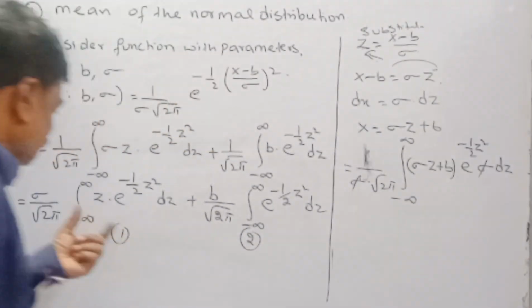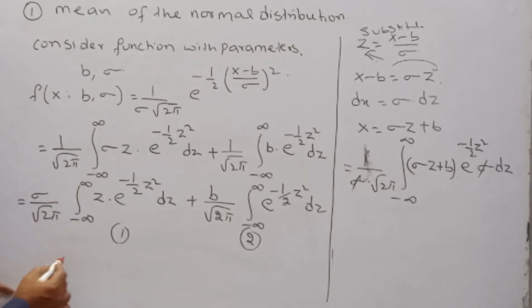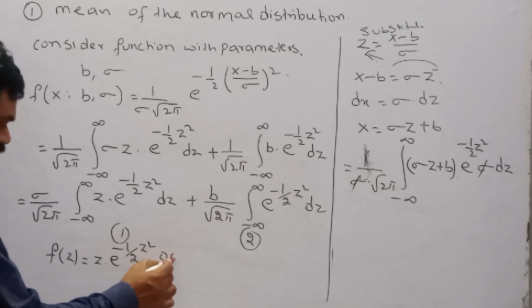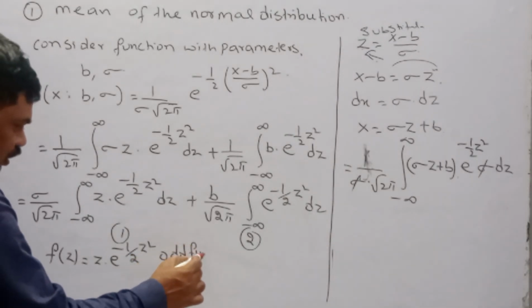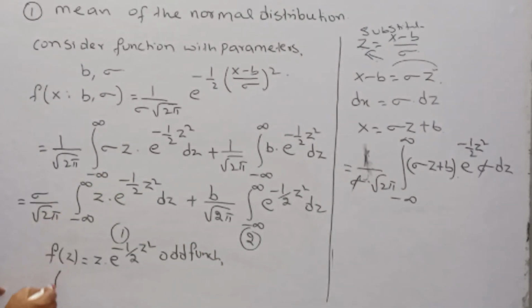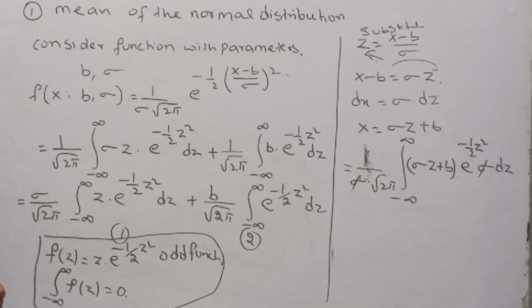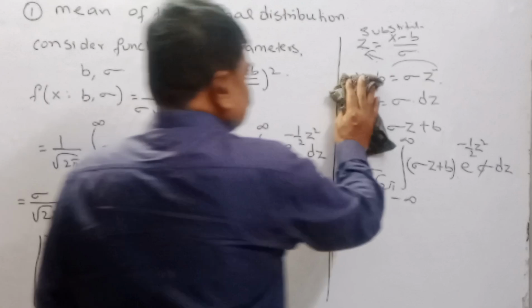Okay, all of you. You see, this is the function f of z, f of z is equal to z into e power minus 1 by 2 z square. This is an odd function. For an odd function, integral minus infinity to plus infinity f of z value is 0. So this function value will be 0.